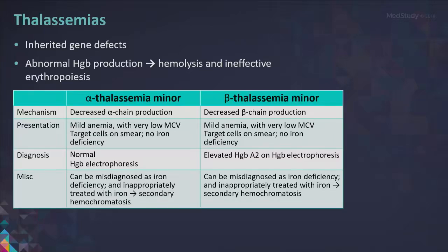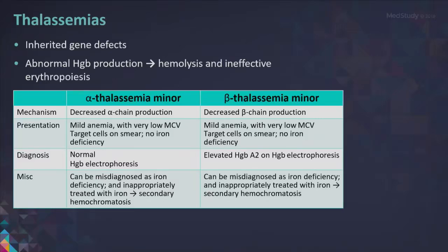As far as the thalassemias, keeping ourselves organized, we're still in the hemolytic anemia section and the intrinsic disorders, right? Problem within the red cell itself. Thalassemias are inherited gene defects in either the alpha or beta globin gene, and these are quantitative issues, whereas sickle cell was qualitative. For our purposes today, just know that you can have alpha thalassemia minor or beta thalassemia minor, and these patients are going to present with a mild anemia that's very microcytic, out of proportion.